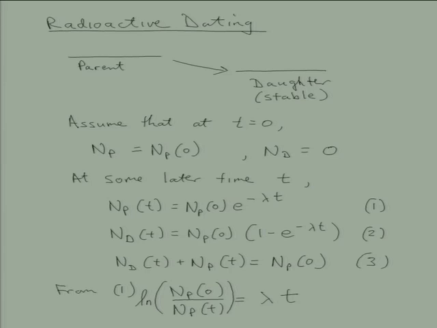So from equation 1, what I'm going to do is take the natural log of both sides. Okay, so I take the log of NP of T, and I take the log of this thing. And what I find, with a little bit of algebra then, is that the logarithm of this ratio, NP of 0 over NP of T, equals lambda T. Okay? Because the natural logarithm of an exponential is just the argument of the exponential. Okay, nothing fancy there.